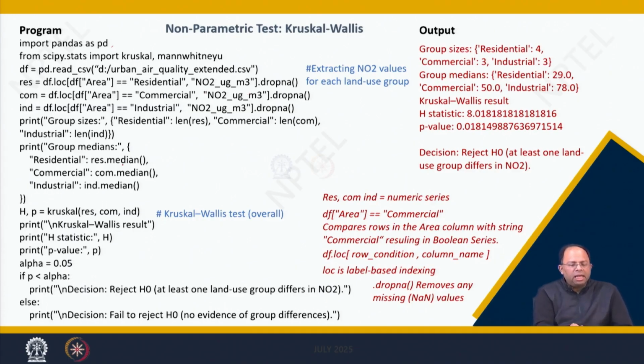And once it is done, we can also print the group sizes: the length of res, the length of com, and the length of ind. It just tells us how many observations there are. And then we can also print the group medians for each of these groups. So here you can see that residential has 4 observations, industrial 3, and then you can see the median values for residential, commercial, and industrial.